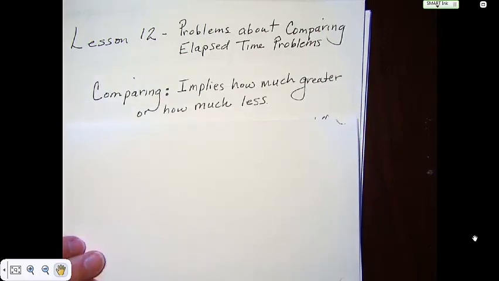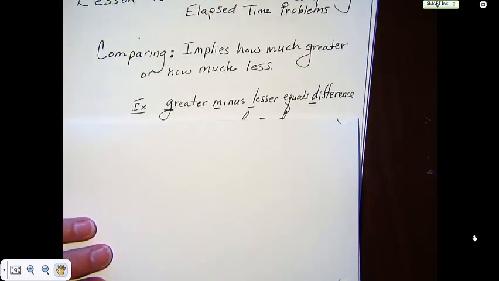We need a few definitions, as we always do. Comparing. When you're comparing, you're implying how much greater or how much less something is. If your mom gave you a piece of pizza and gave your sister a piece of pizza, and her pizza was remarkably larger than your pizza, you would be comparing the two of them. Words that you're going to see are words like how much greater, how much less.